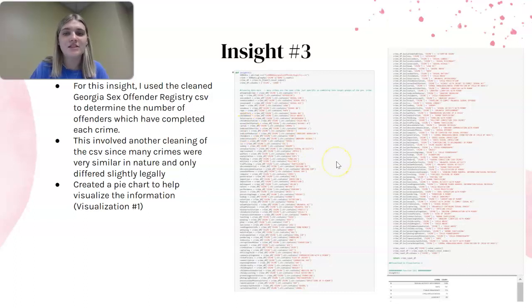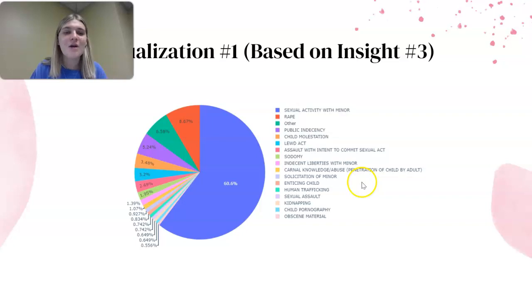And then to better visualize this, since this is a lot of code and a lot of information, I created a pie chart which shows that over 60% of people on the Georgia Sex Offender Registry are on there for committing sexual activity with a minor.